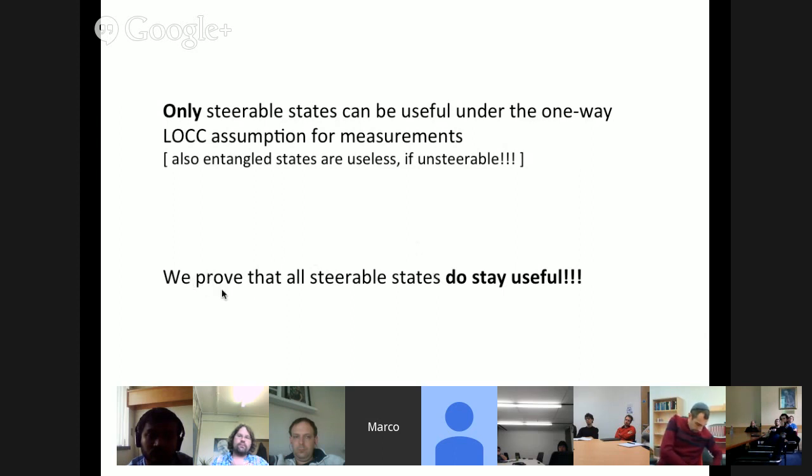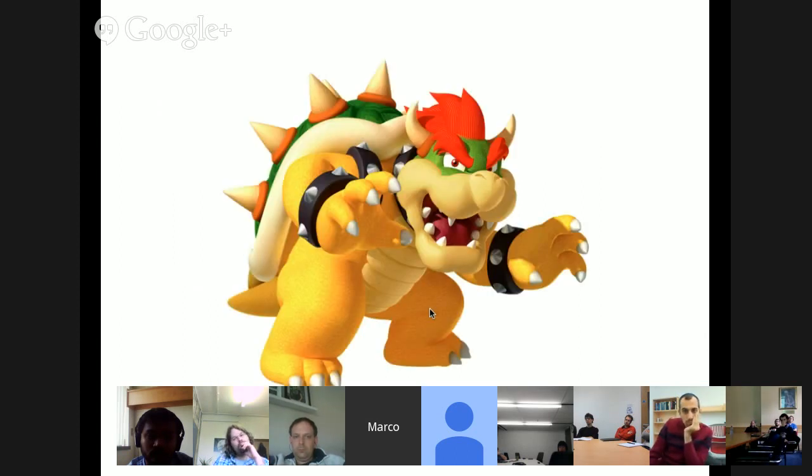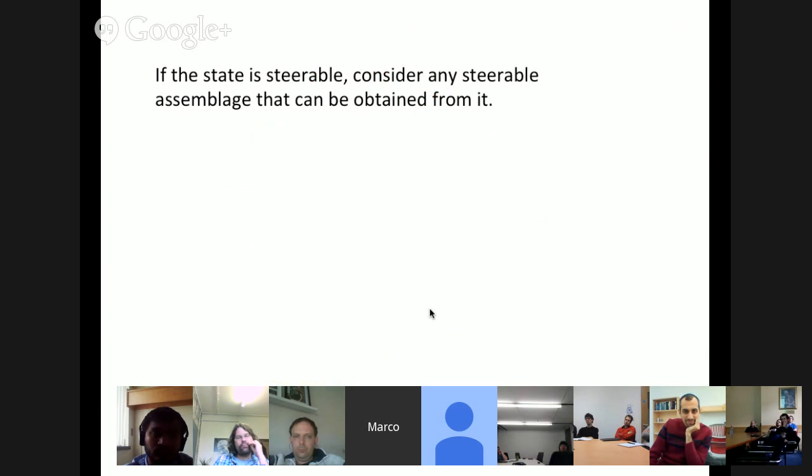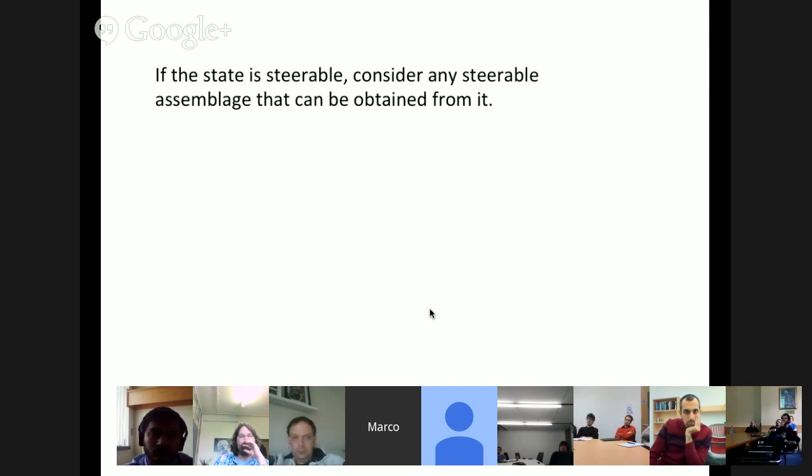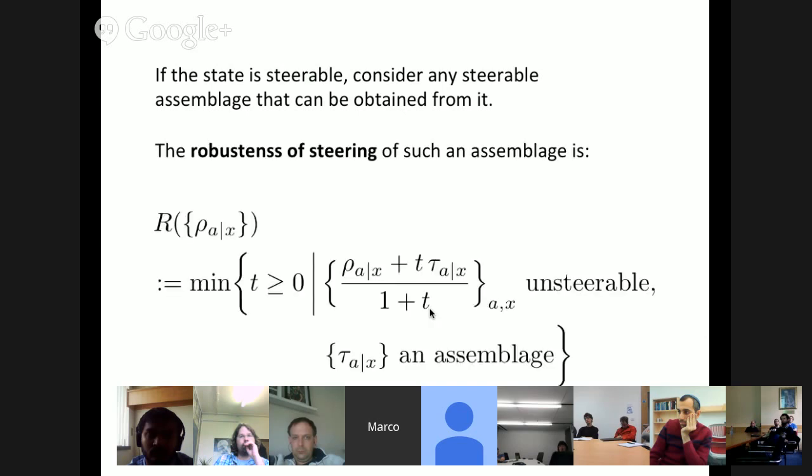And the most difficult part is that of proving that all steerable states stay useful. So here comes the math that supports that statement. It's just a sketch, so don't be scared. If the state is steerable, consider any steerable assemblage that can be obtained from it. By definition, there is a choice of measurements by the steerer such that the conditional states can verify entanglement. We know that they can only come from an entangled state.